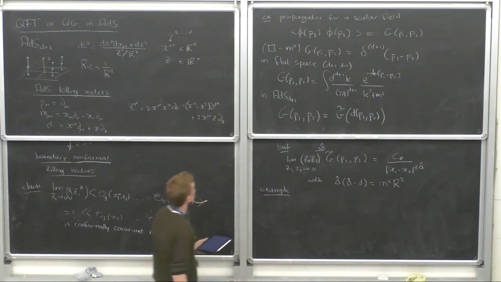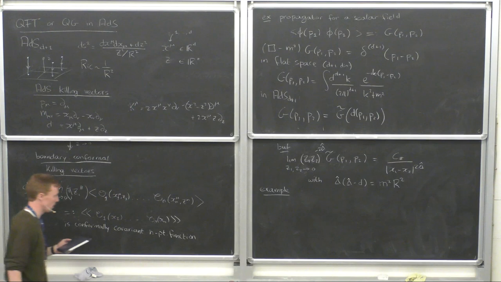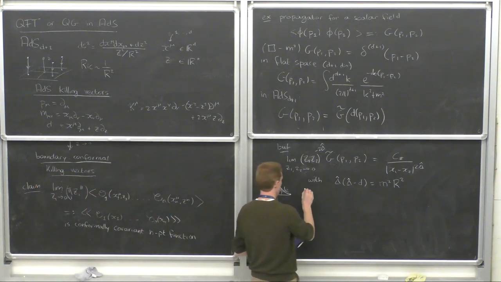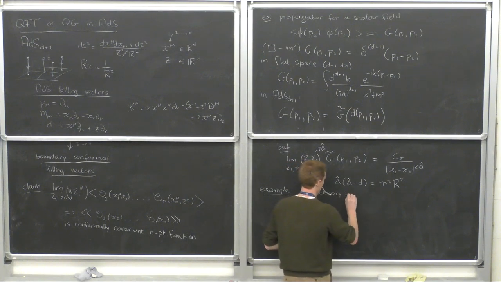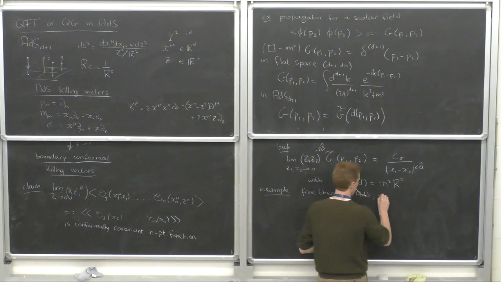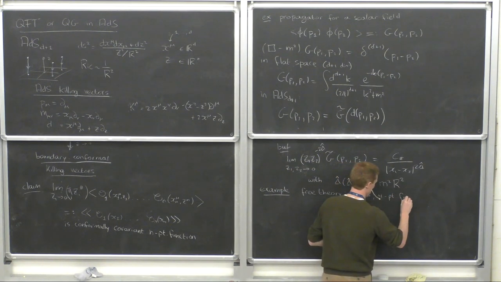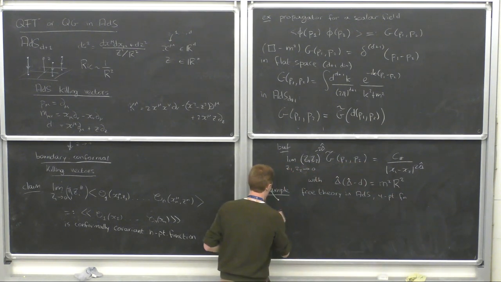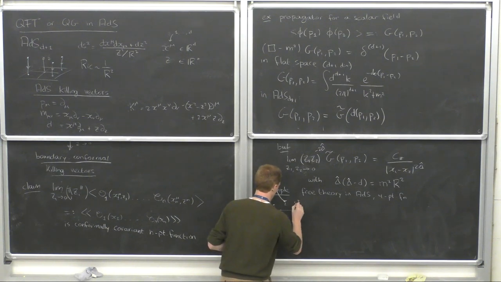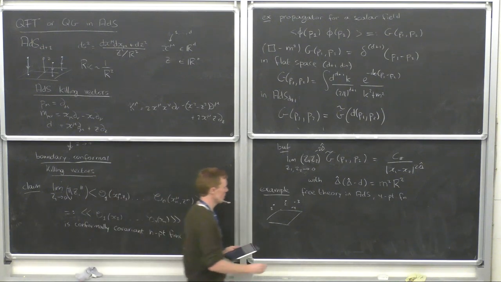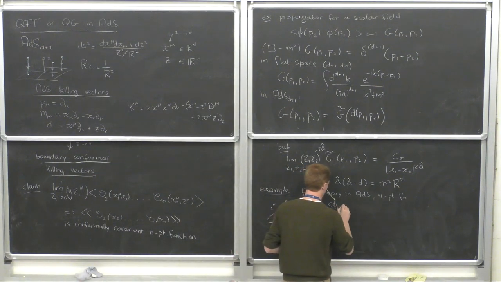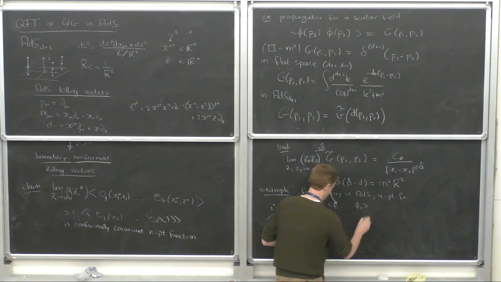So let's build a bit on this example and consider a free theory in AdS. Let's do a four-point function. So I have 4 points, 1, 2, 3, 4. They live somewhere in AdS. And I want to look at the four-point function phi1 to phi4.